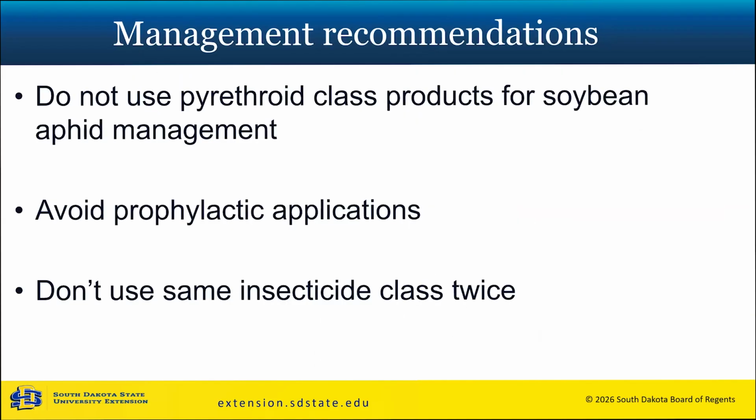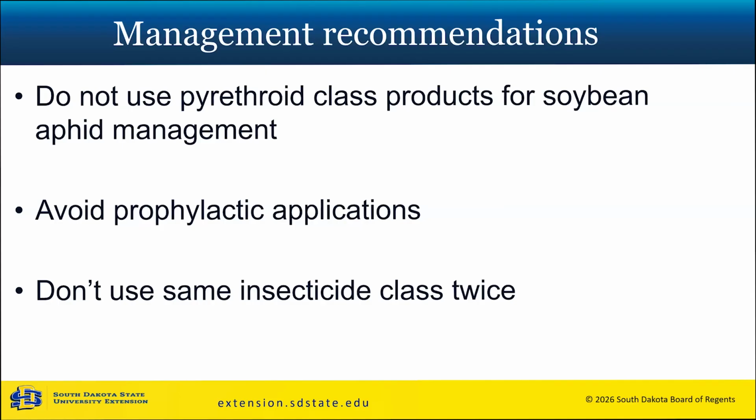So management recommendations: do not use a pyrethroid class product because they are resistant to it. Avoid your prophylactic applications. What that means is applying before that threshold. Over the years, spraying pyrethroid over and over again and applying it before you reach that threshold, that's how they became resistant to those pyrethroids. And this is very important, not just for insecticides, but every disease and weed and just pests in general. Don't use the same insecticide class more than twice. Try to rotate your mode of action. That'll help a lot for insects to not develop resistance to our pesticides.